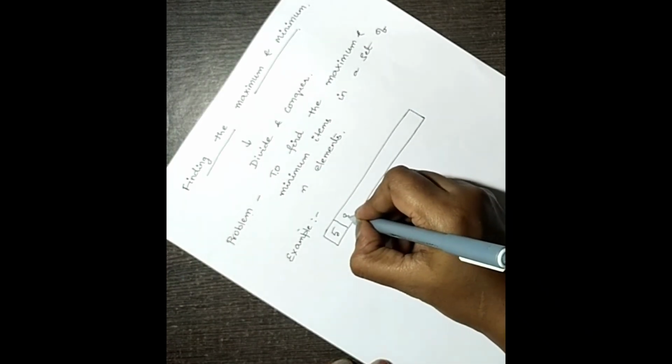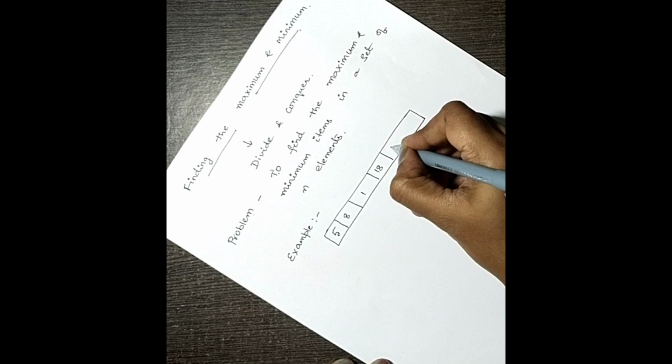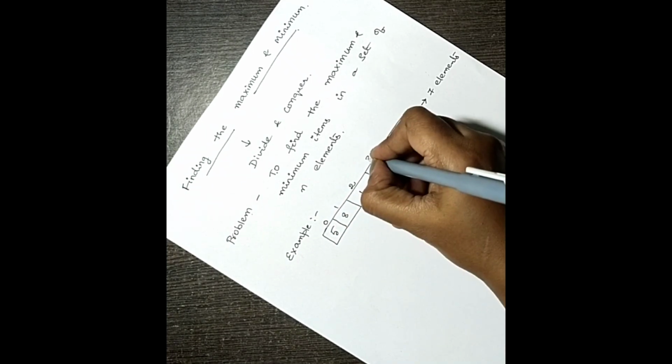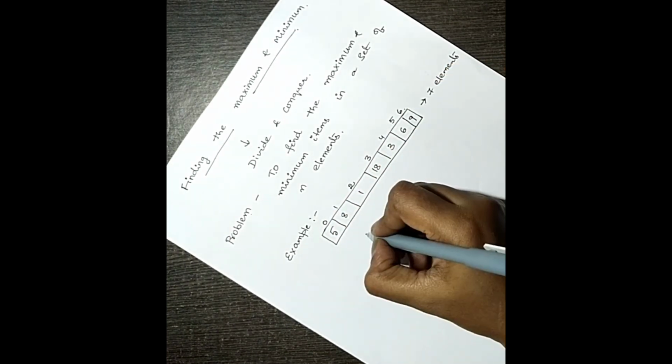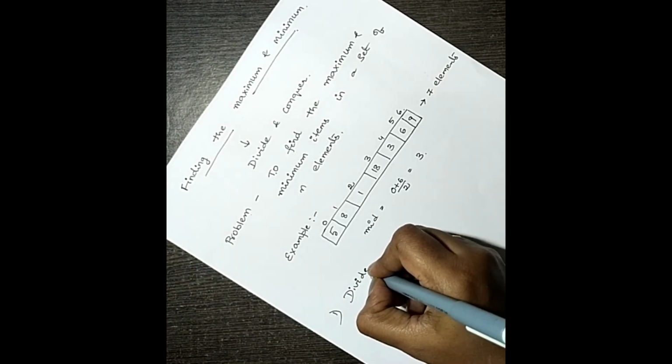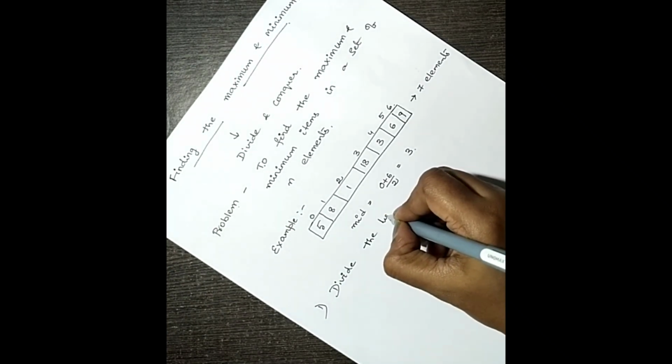For example, consider the following list. The list has 7 elements. We have to find out the mid element. So basing on this mid element, we will divide the list into 2 sublists.